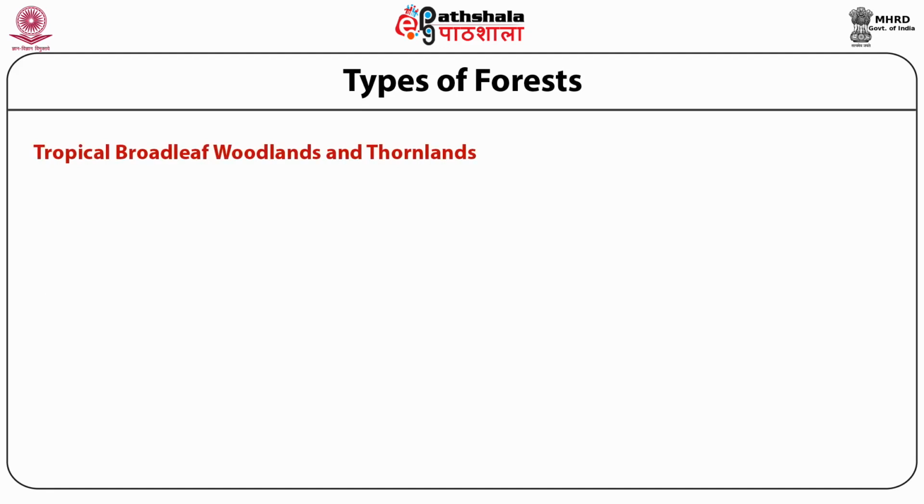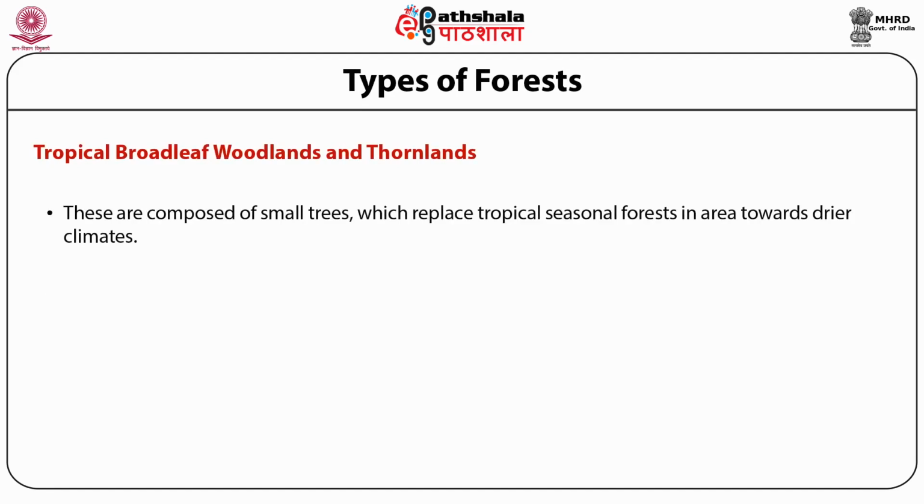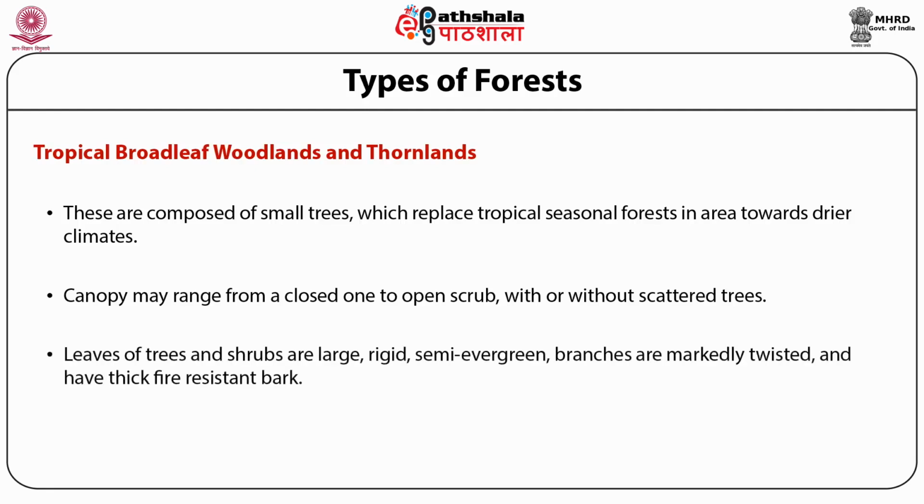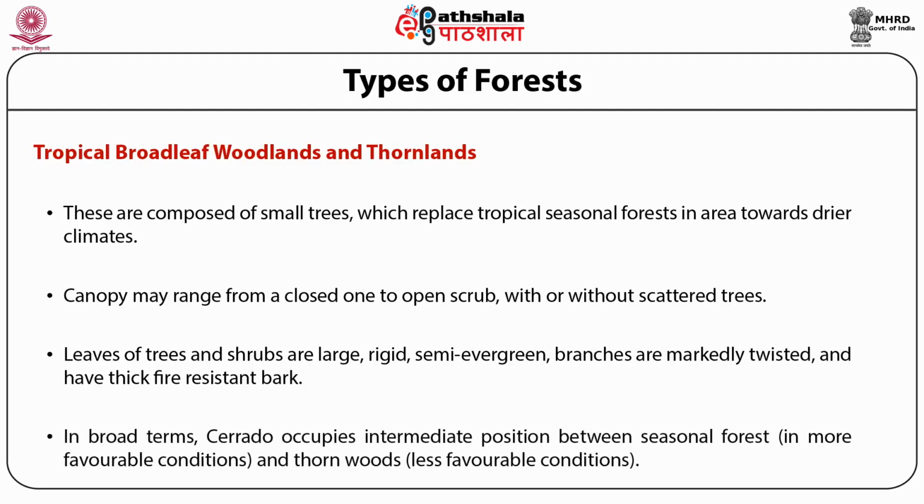Tropical broadleaf woodlands and thornlands. These are composed of small trees which replace tropical seasonal forests in areas toward drier climates. The canopy may range from a closed one to open scrub with or without scattered trees. Leaves of the trees and shrubs are large, rigid and semi-evergreen; branches are markedly twisted and have thick fire-resistant bark. In broad terms, Cerrado occupies an intermediate position between seasonal forest and thornwood.